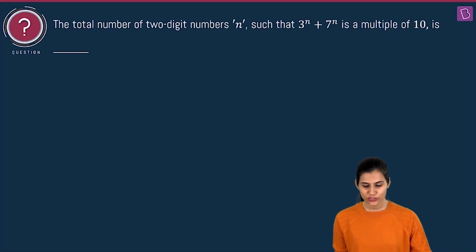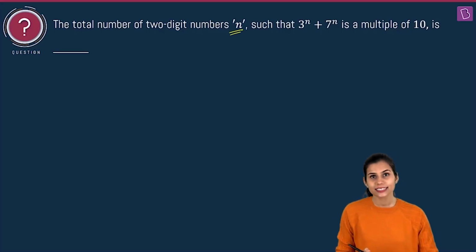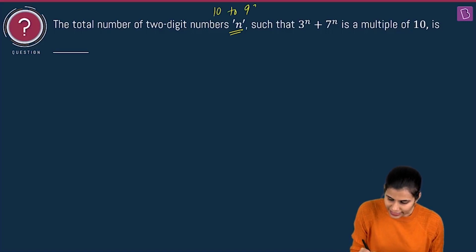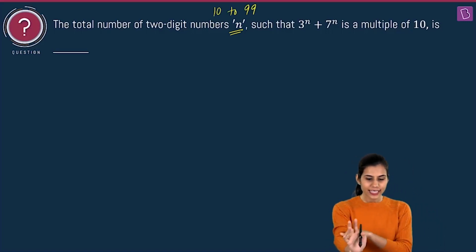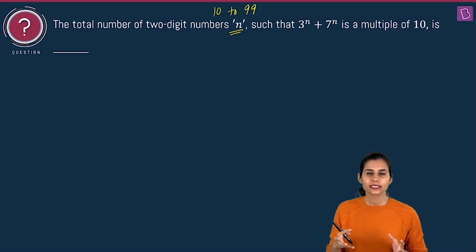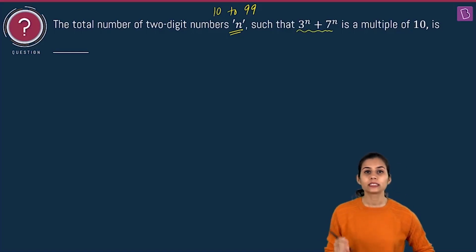Now let's check out this question, which is very much common sense oriented. It is saying the total number of two-digit numbers n for which 3 to the power n plus 7 to the power n is a multiple of 10 is what? So first of all, break the question into parts and then deal with it. See, n is supposed to be a two-digit number, so it is allowed to vary from 10 to 99. That's for sure. Fine. Now, out of all these possibilities of n, which ones are going to give me 3 to the power n plus 7 to the power n to be a multiple of 10?